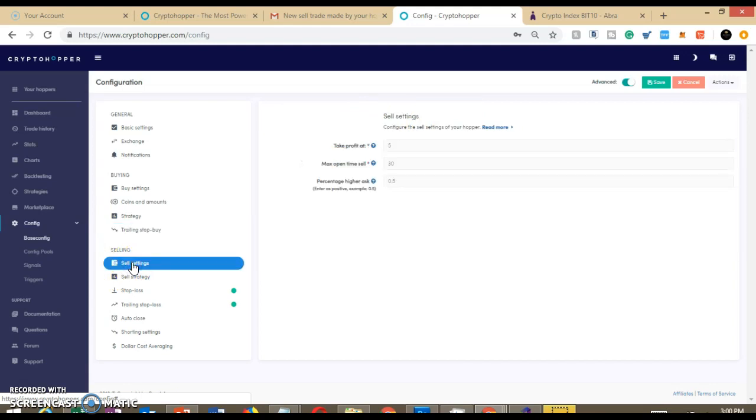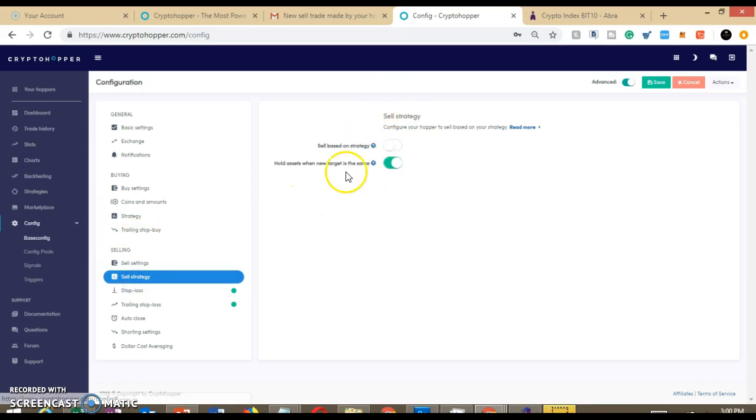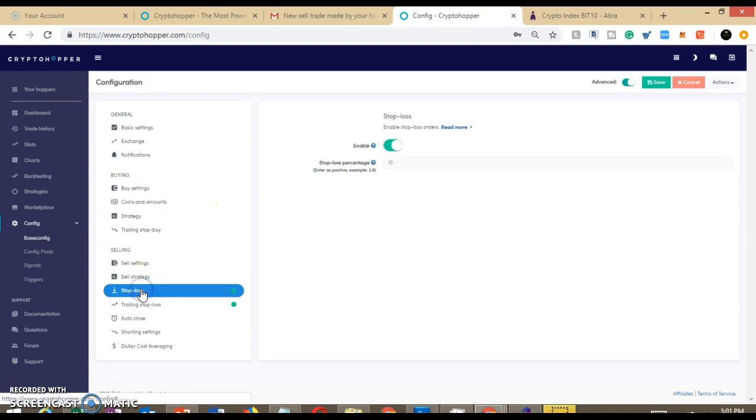So I am getting the signals, and you do have the ability, if you're maybe using technical analysis, or you could even be using your signals, to take profit at a certain point. So I have this set at 5%, maximum open time to sell. All these are at default. I'm not actually using these sell settings. All right, so it says here, sell based on strategy. You see I do not have that turned on, and then it says hold assets when a new target is the same.